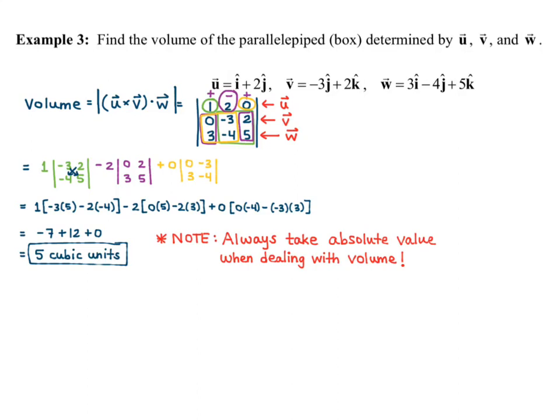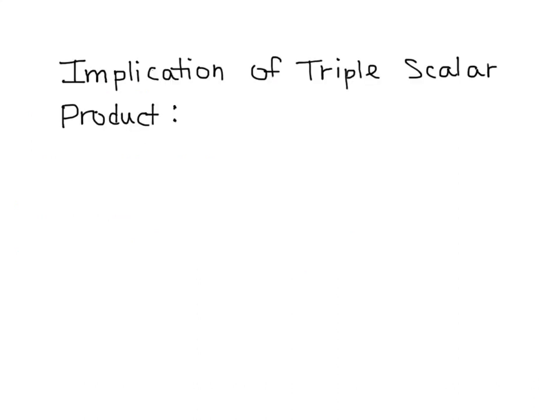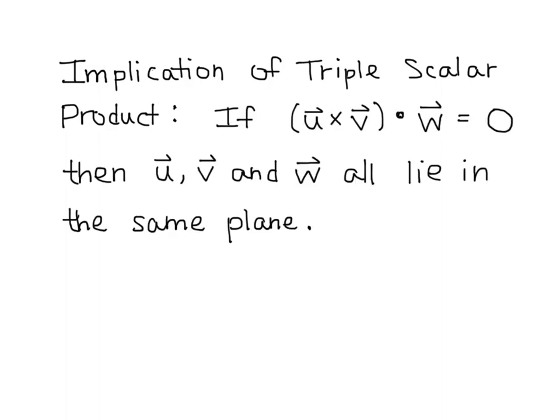Okay, so that is one application of the cross product and dot product, the triple scalar product, to find volume. Now one implication of this is that if the triple scalar product equals 0, then u, v, and w all lie in the same plane. Now, we'll discuss this a little further in class, but I'd like you to think about why this would be the case. There are two possibilities having to do with the geometry of that triple scalar product.